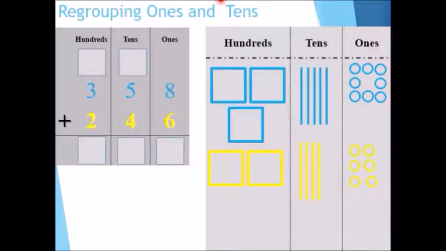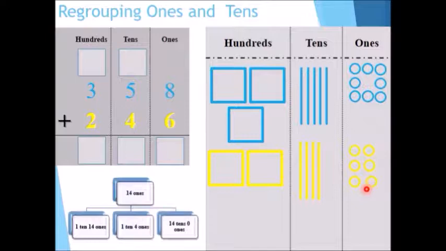Is it possible to regroup more than once? Yes, sure. Sometimes you have to regroup the ones and then you have to regroup the tens. Let's solve 358 plus 246. We repeat the same steps. Start with the ones. 8 ones plus 6 ones is equal to 14 ones. What is another way to show 14 ones? Is it 1 ten and 14 ones? Is it 1 ten and 4 ones? Is it 14 tens and 0 ones?